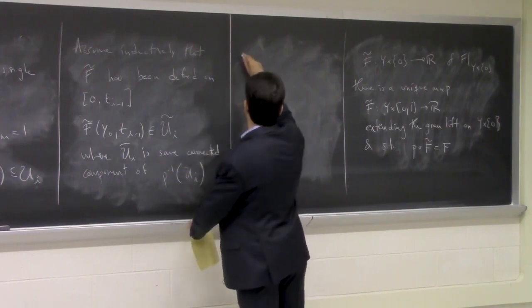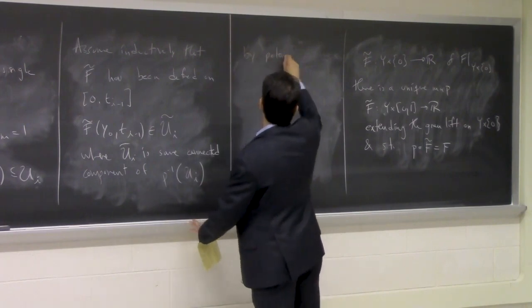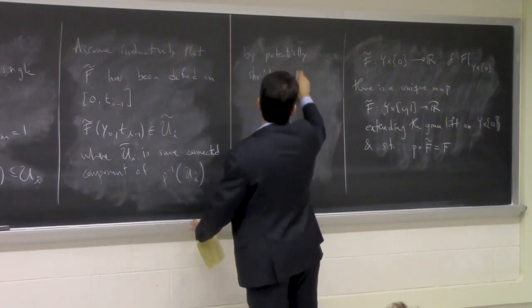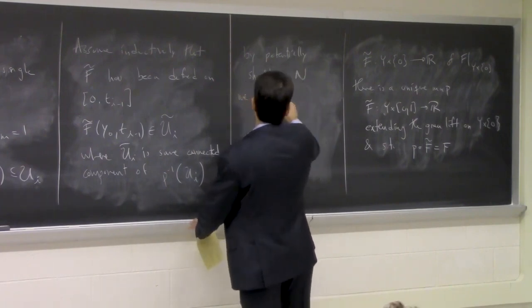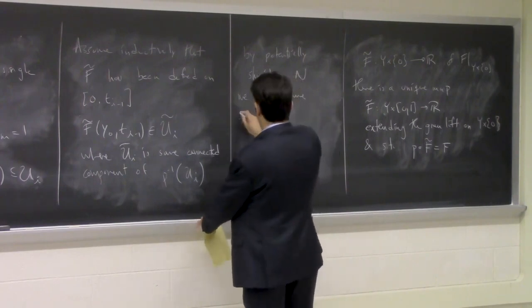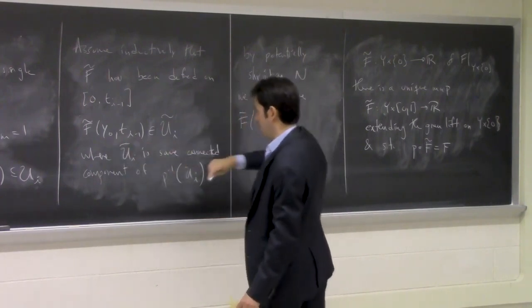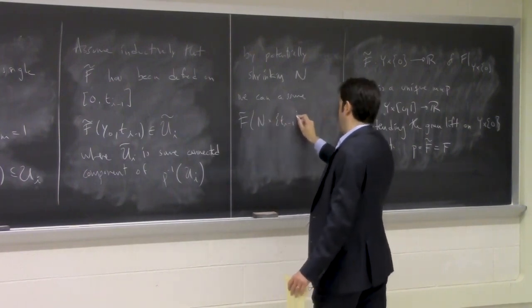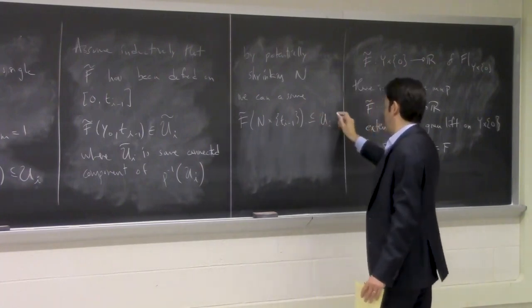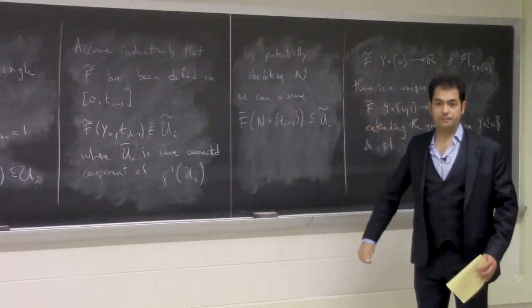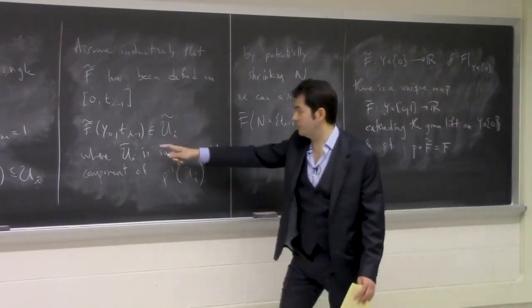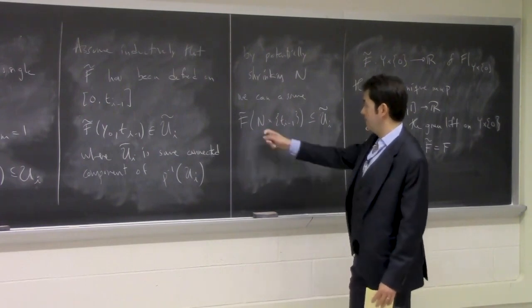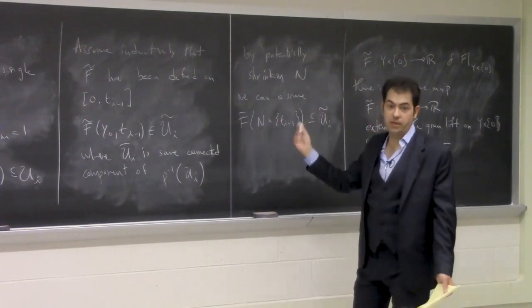Right, okay, so here's where we shrink. So by potentially shrinking N, we can assume that f tilde, not just of y naught cross t_i, but all of N, y minus 1, sits inside U_i tilde. Right, so we have a given U_i tilde just by seeing where the lift ended, and we can arrange for the whole open set to get mapped into there by possibly shrinking the open set.